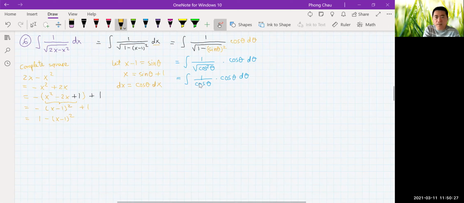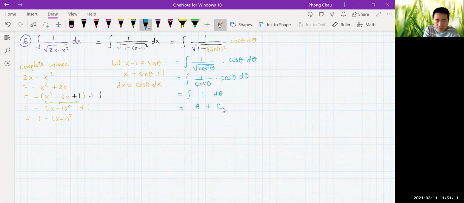And how to integrate that? Cosine theta, you see, got cancelled, right? So your integral just becomes what? Just 1. So what is the antiderivative of 1 with respect to theta? All right, so we know it's going to be theta. Okay, so now we are in again a different world in the theta variable. So it's going to be theta plus c.